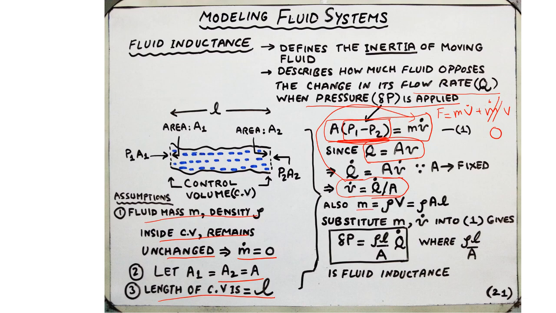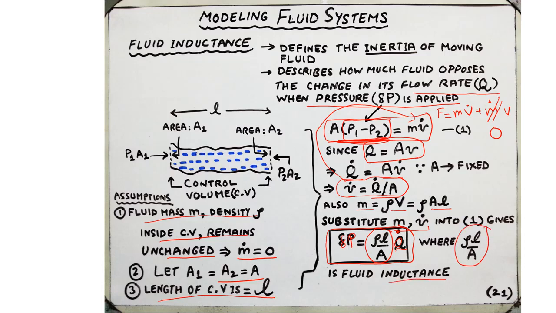But we also have this mass in equation 1, so that is just rho, the density of the fluid, times the volume, which is again split into the product of area times the length. So when we substitute mass and the rate of change of velocity into 1, our final expression is going to relate the rate of change of flow rate, that is Q dot over here, with the pressure difference, and the coefficient of the flow rate is rho L over A, and that is the fluid inductance.